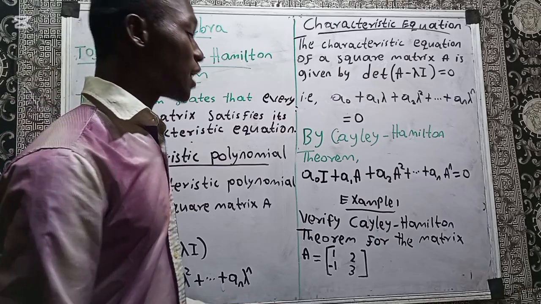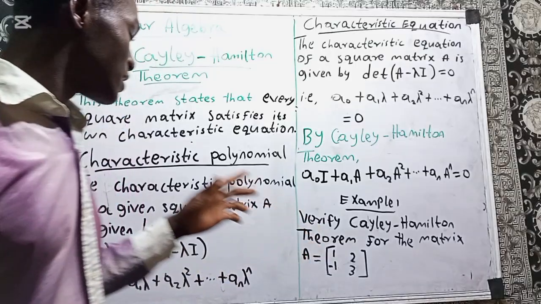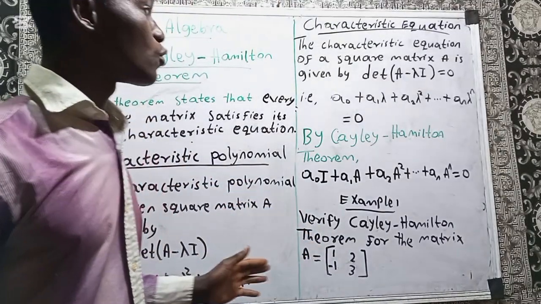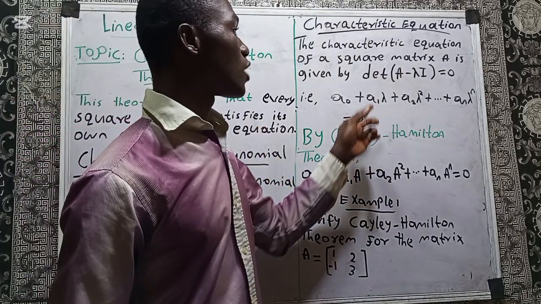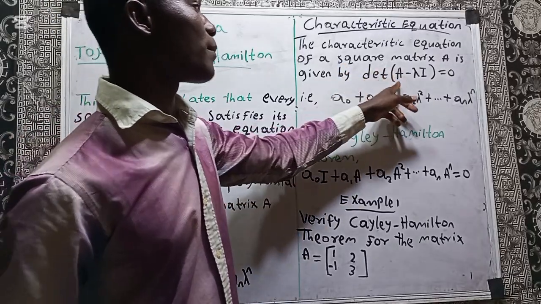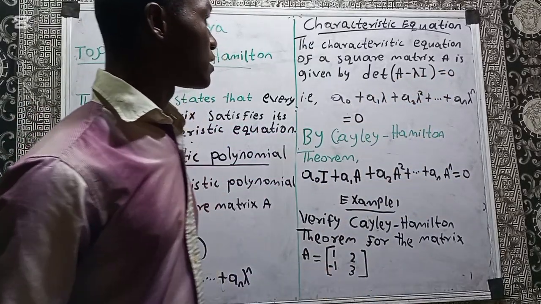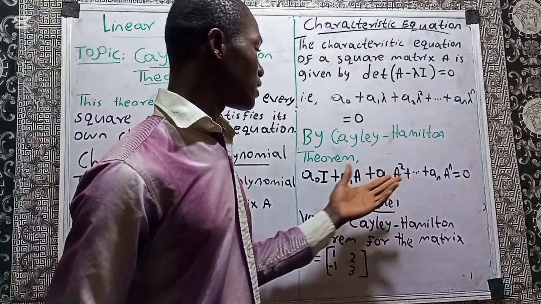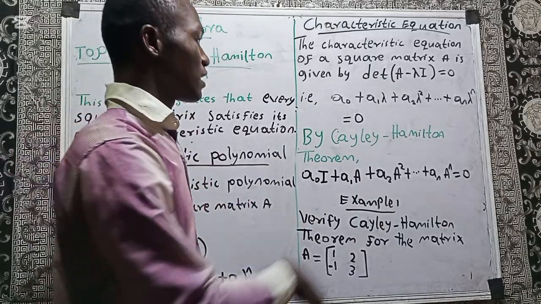Now what is the characteristic equation? You can easily get it by setting the characteristic polynomial equal to 0. So you have to compute the determinant of A minus lambda I and equate it to 0. This will give you the characteristic equation. Then by the Cayley Hamilton Theorem, this square matrix A will satisfy this characteristic equation.